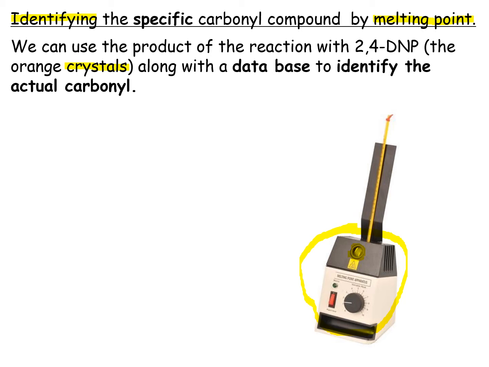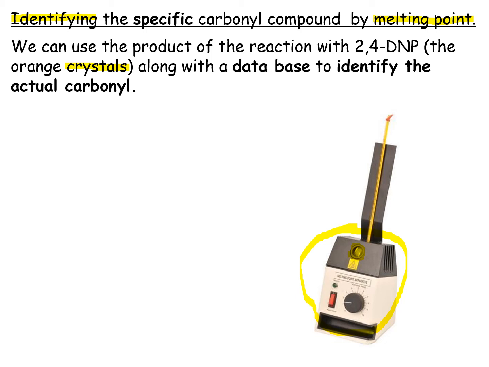So when we are using melting point to identify the specific carbonyl compound, the crystals that we use are from the orange precipitate. So it's from the derivative of the carbonyl compound. But we need to make sure that they are pure and they are dry before we measure the melting point.